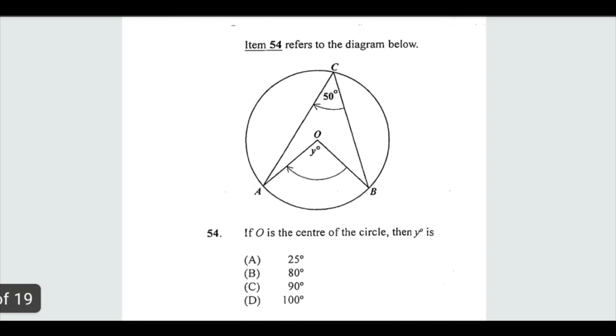Item 54 refers to the following diagram below. If O is the center of the circle, then y is equal to. Alright, this is a simple circle theorem. The angle at the center is twice the angle at the circumference. So if this is 50, the angle here will be twice that, which is 100, and that is D.